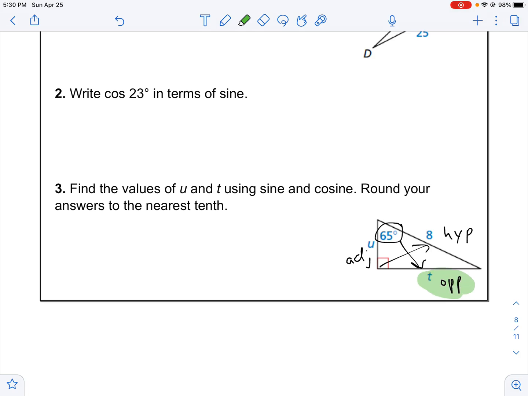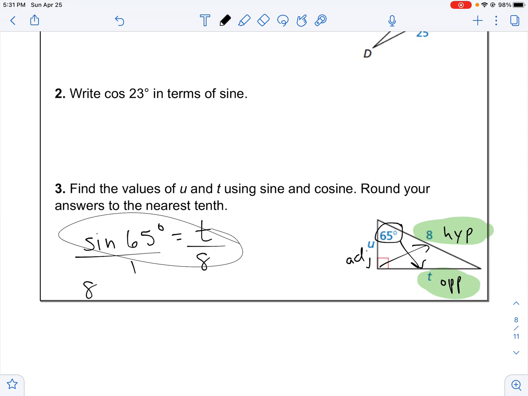Let's try to find t first. I have the opposite, and they give me the hypotenuse. That is sine. So I have sine of 65 equals opposite t over hypotenuse 8. Cross multiply: 8 sine 65 equals t. I can plug that right into my calculator, 8 sine 65. And again, just check to make sure you're in degree mode. If you're not, you'll get this wrong. So I get 7.3 equals t.